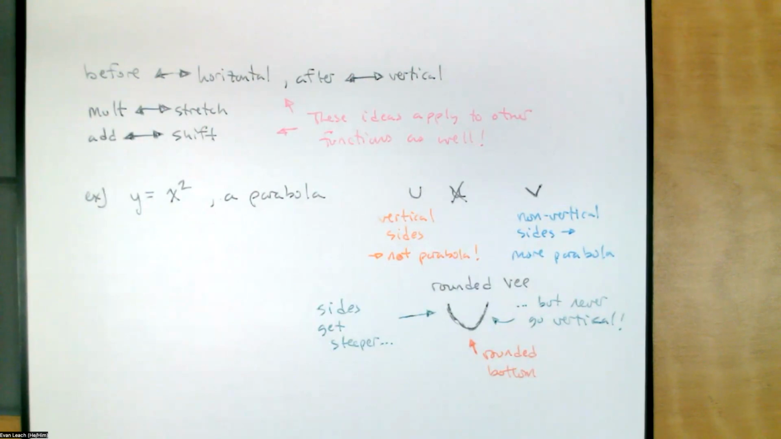This is all just me justifying rounded V instead of U. It really doesn't matter. I guess too many people say probably the U-shaped graph just because of the round bottom edge. That's terrible. The rounded V's sides don't go vertical.